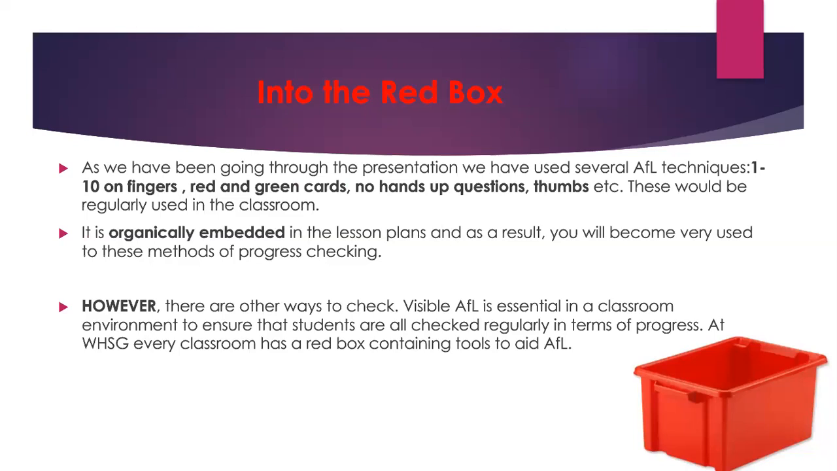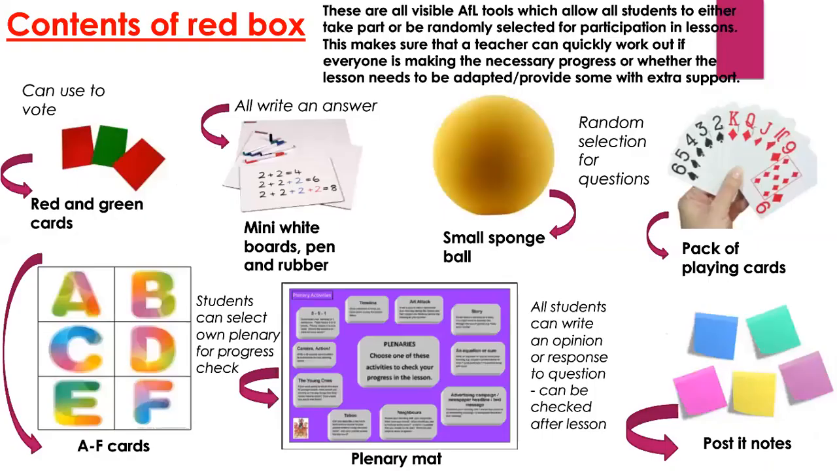The point at the top with the 1 to 10 on fingers, no hands up questioning, using thumbs up and down, maybe. These are things that we can regularly use within an activity very quickly to check that all students are answering a question. That allows us to then ask any of them to justify an answer or to give me more information, and therefore we can check the learning that's going on in that class and make sure that everybody is on track. So these are some of the things that we would usually use in the red box and we hope to use soon.